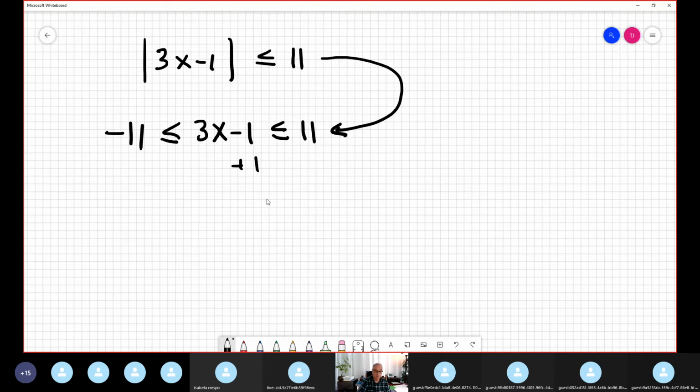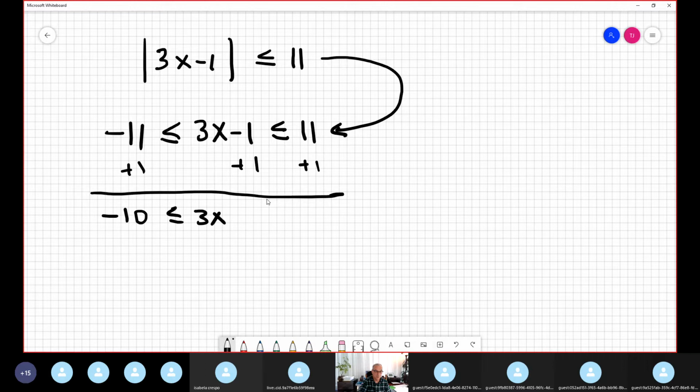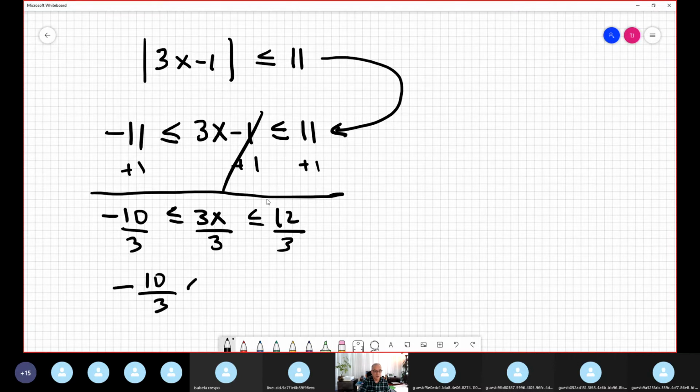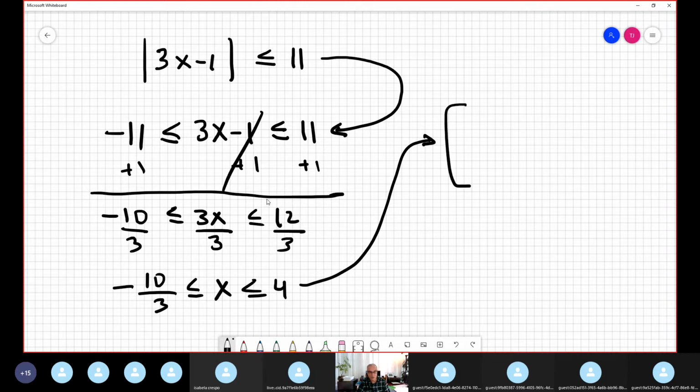Add 1, add 1, add 1: negative 10, 3x, 12, divided by 3. Negative 10 over 3, x, and it's 4. And the answer in the test, presented in interval notation, is brackets, both brackets, negative 10 over 3, comma, 4. Brackets, because it's equal. Okay?